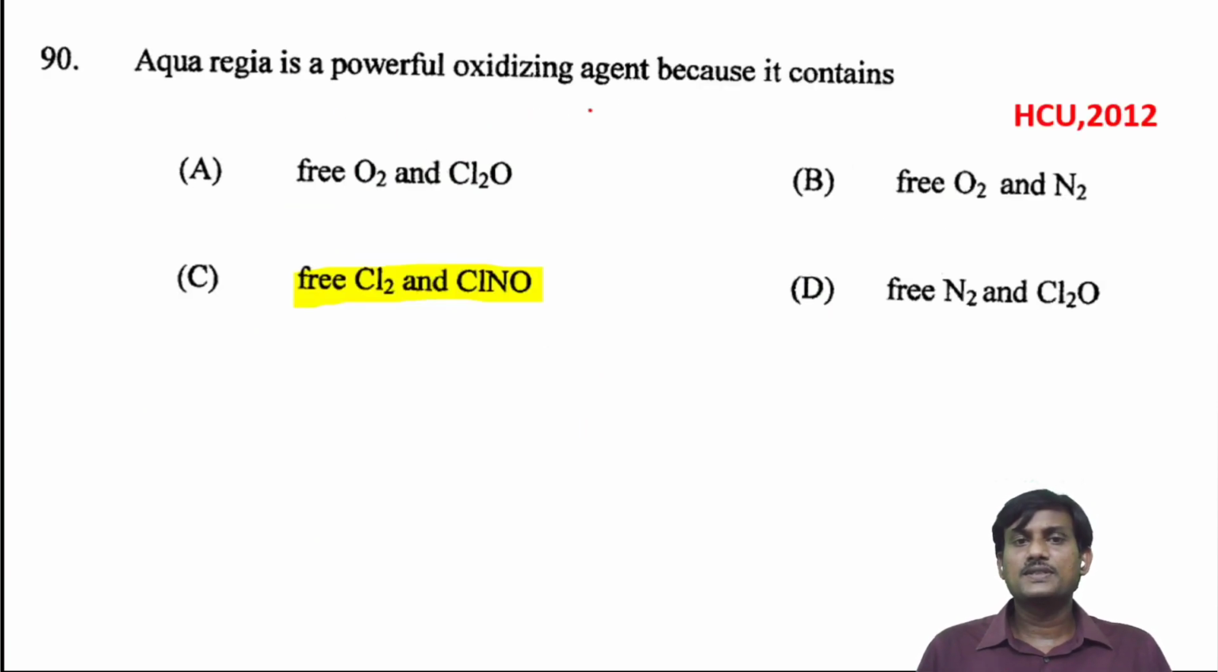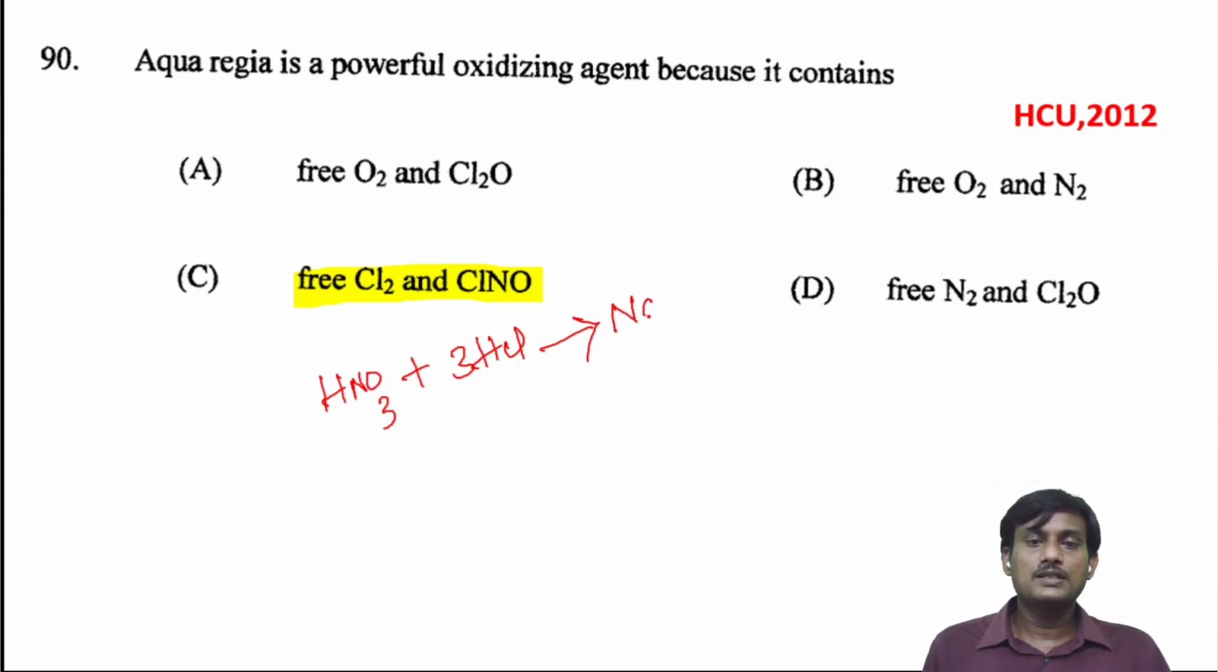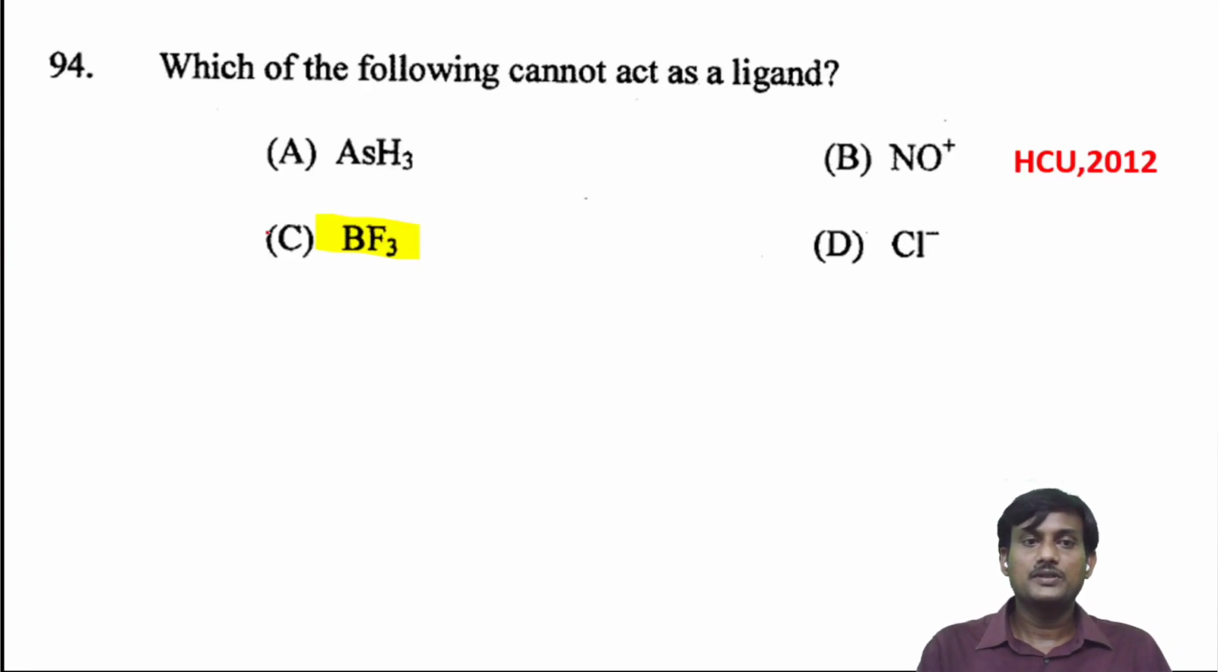Aqua regia is a powerful oxidizing agent. It is a 1:3 ratio of concentrated HNO3 and concentrated HCl. When you take HNO3 and HCl in a 1:3 ratio, there is a formation of nitrosyl chloride (NOCl), a release of Cl2, and a formation of water. So aqua regia contains NOCl and also free Cl2. This is the correct option.